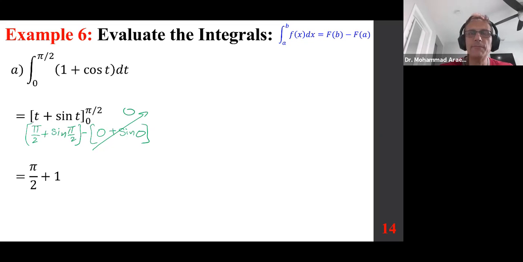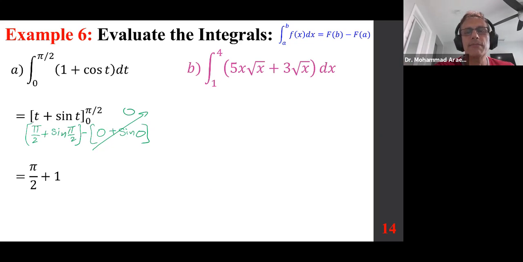Here's the next one, everybody. Again, we change this to x to the power of 1/2, so we can use the power rule. So first we use our algebraic techniques, we put them together as such: 5x to the power of 3 halves plus 3x to the power of 1 half. Now we use the power rule.